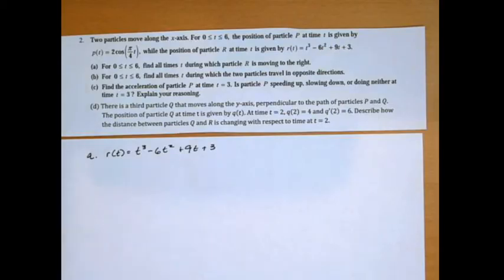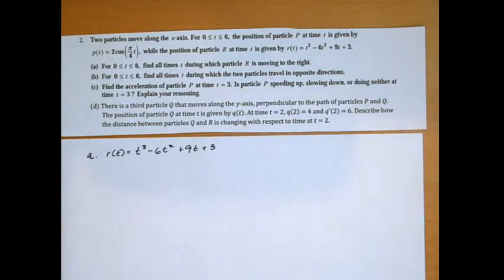All right, so here is question 2. We are looking at two particles moving along the x-axis for 0 to 6 seconds. The position of particle P at time t is given by P of t equals 2 cosine of pi over 4 t. And the position of particle R at time t is given by R of t equals t cubed minus 6t squared plus 9t plus 3.